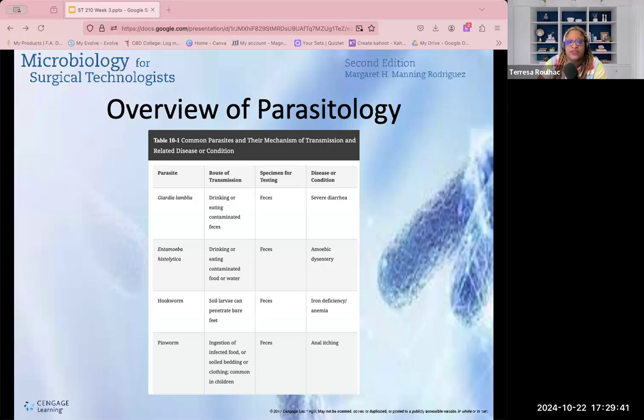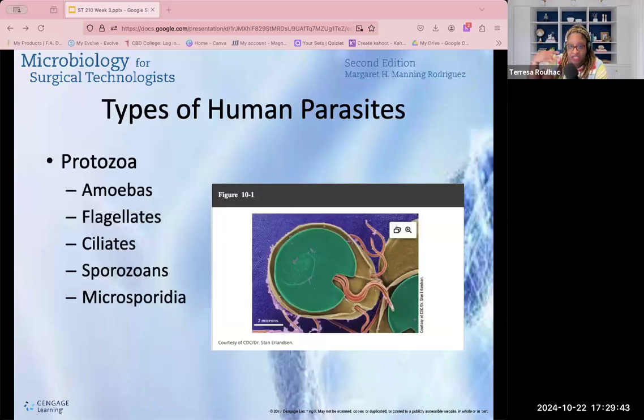So let's talk about types of human parasites and still be thinking about that question as we get into this chapter. There are different types of protozoa. Okay, these include amoebas, where they move temporarily like false feet. They don't have real feet, so it's false feet. We have amoebiasis, okay, right here. This one would be which would cause dysentery.